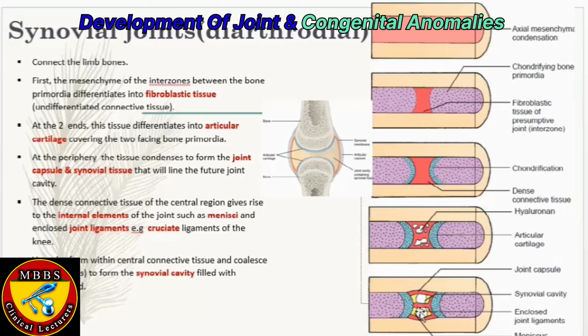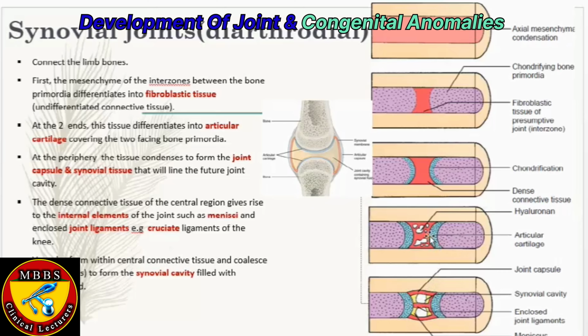The central part of the interzone will differentiate into menisci or the intracapsular or intra-articular ligaments. And if we take the example of knee joint, the menisci and the cruciate ligament are formed from the central part of the interzone.